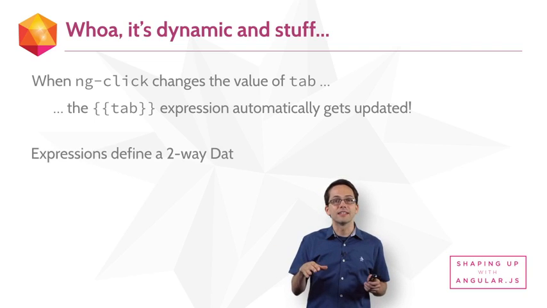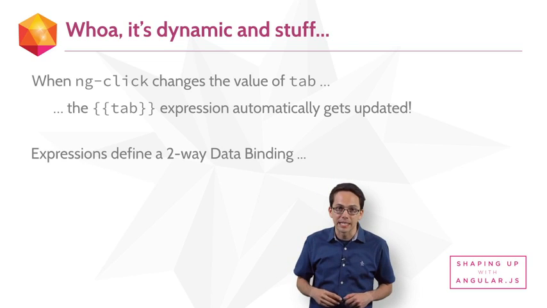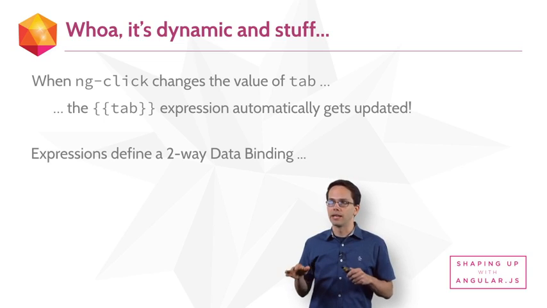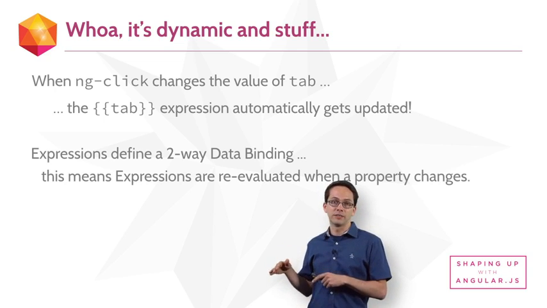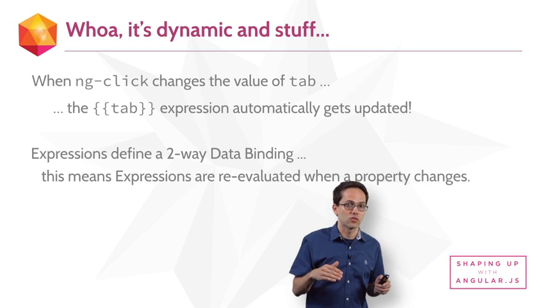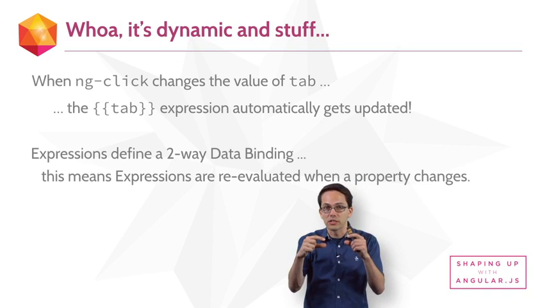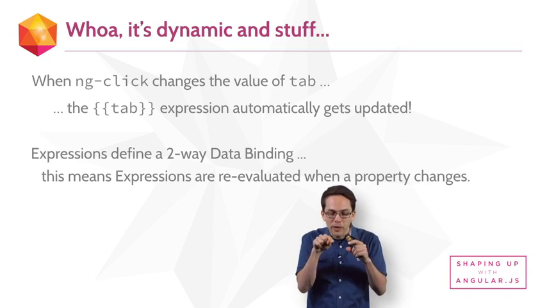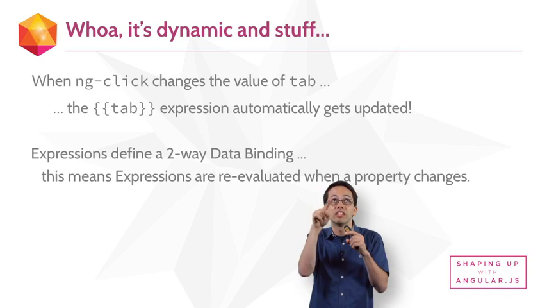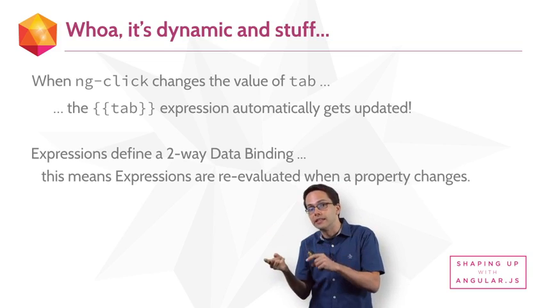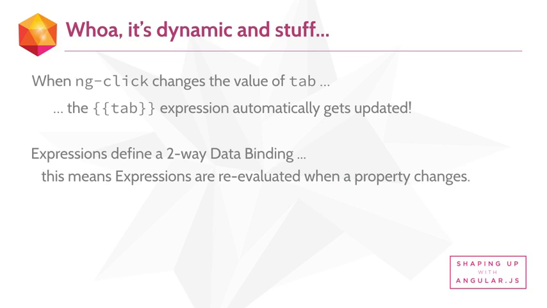See, expressions like this define a two-way data binding. This means that expressions are reevaluated when the property changes. So that expression is keeping an eye out for when that value of tab changes. And if it does get changed, it gets updated in the web page.